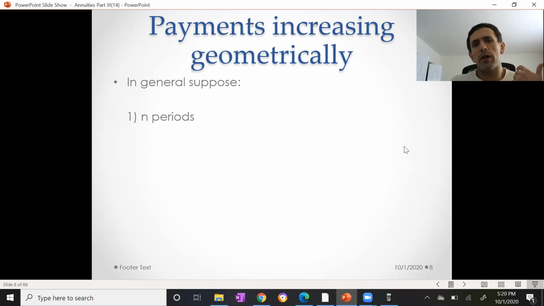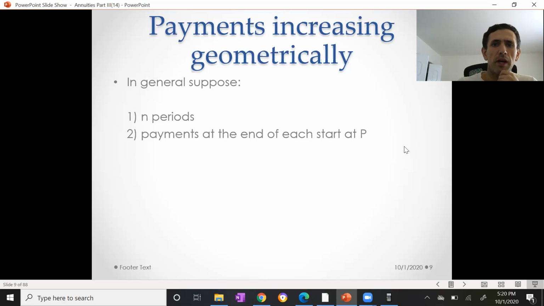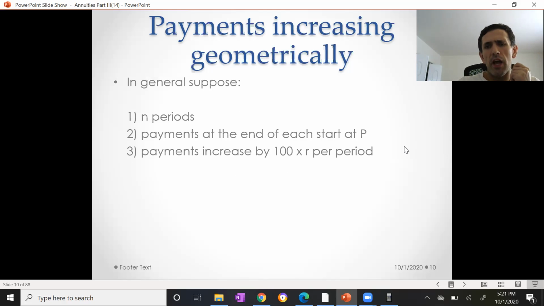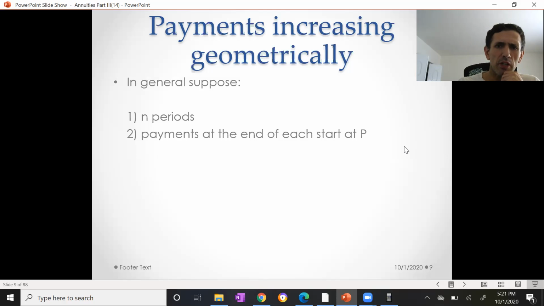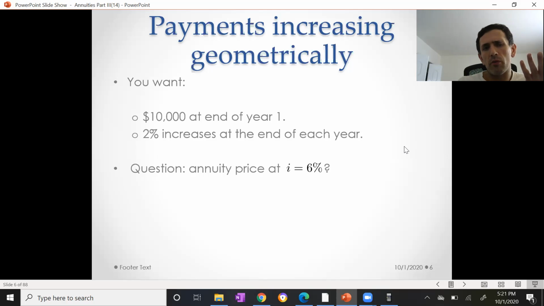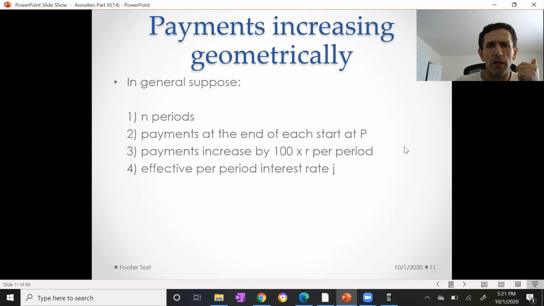So in general, let's say we have n periods. Payments are at the end of each period, and they start at P. And let's say, as a percentage, they increase by 100 times R percent per period, where R is some decimal. So in this case, R would be 0.02. So the payments starting at 10,000 increase by 100 times 0.02, which is 2% each year. Now let's say the per period interest rate is J.